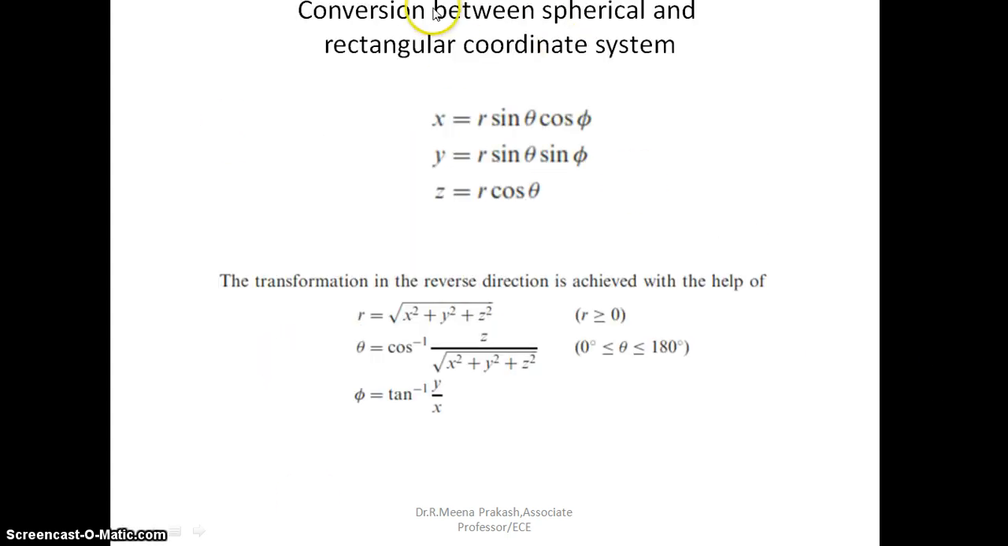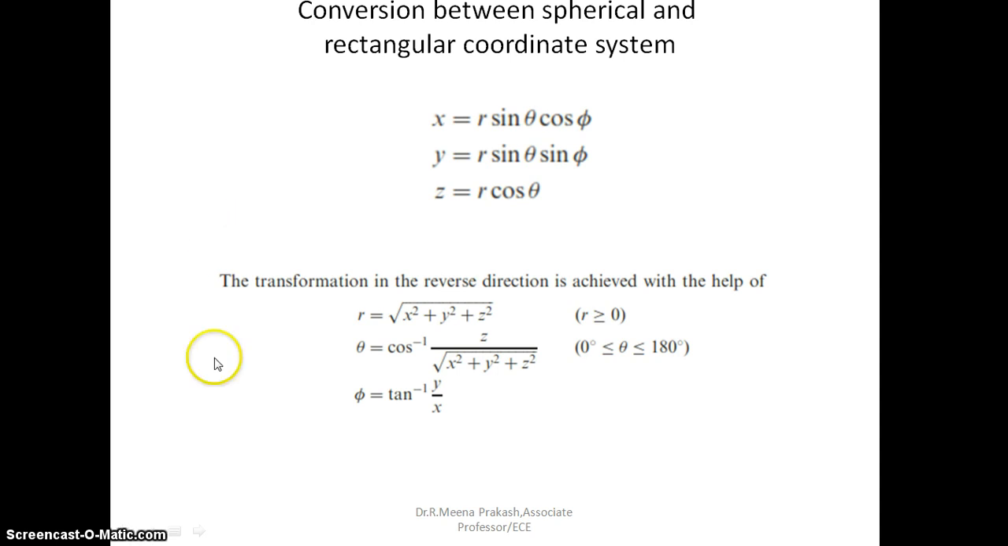Now how do you convert between spherical and rectangular coordinate systems? When you convert from spherical to rectangular, x equal to r sin theta cos phi, y equal to r sin theta sin phi, and z equal to r cos theta. Remember, this r sin theta comes from the intersection of the right circular cone with the sphere, which has a length of r sin theta. So we write it as r sin theta cos phi, and y equal to r sin theta sin phi, projecting into the xy plane, and z equal to r cos theta.